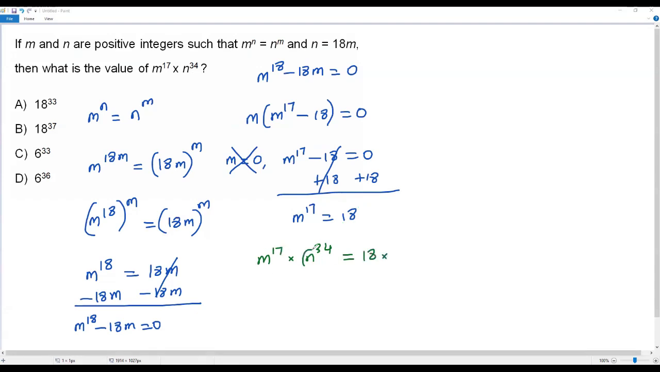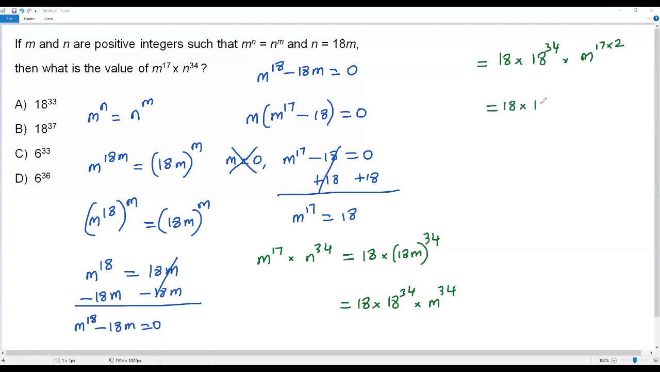And for this n, we know that n equals 18m. We can plug in 18m for the n over here. Then I'm getting 18m whole to the power of 34. Now two values are multiplied and we have the common exponent. Whenever two values are multiplied and we have a common exponent, the exponent can be distributed to each value. Then I'm getting 18 to the power of 34 times m to the power of 34. Let me continue over here. This 34 can be written as 17 times 2.